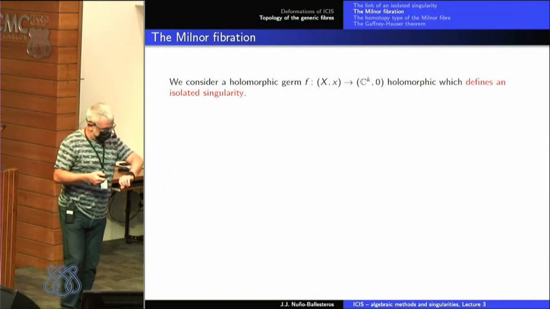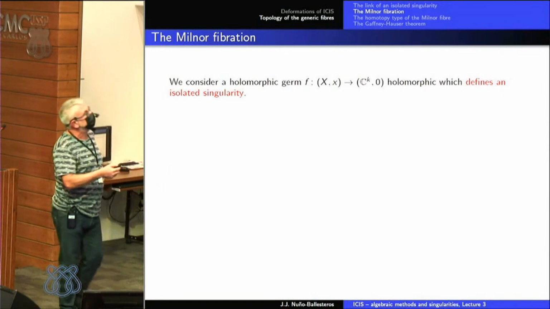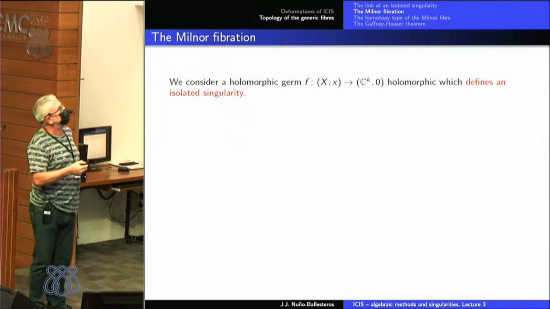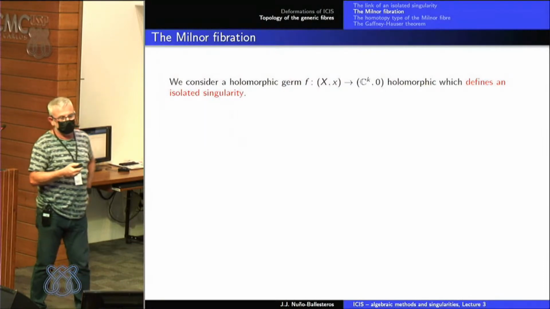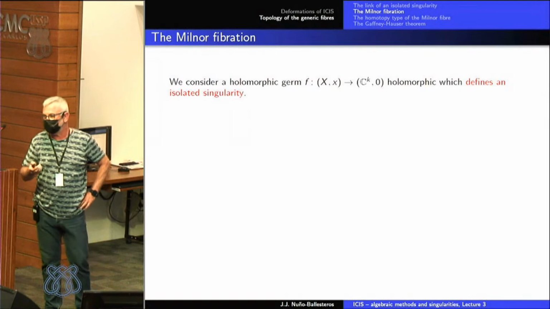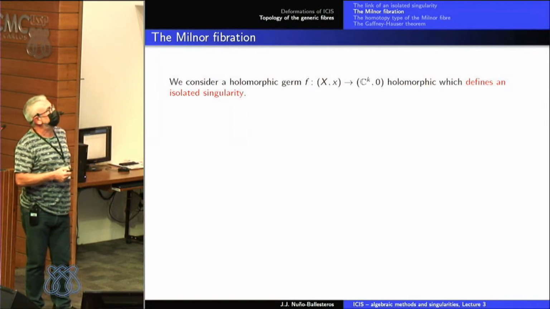Okay, so let's go for the second point. So we now introduce the Milnor fibration. This Milnor fibration already appeared in some other lectures. So here I will give a version which is adapted to the case of ICIS. So for the moment, I consider a more general setting, a germ f from X to C^k, which defines an isolated singularity. So what does this mean?